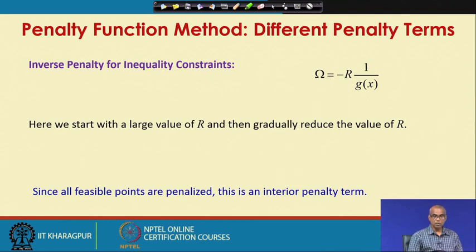You have seen that for exterior point methods, we start with a small value of r and then gradually increase the value of r. But in case of interior point method, we start with a larger value of r and then slowly reduce it with iterations.